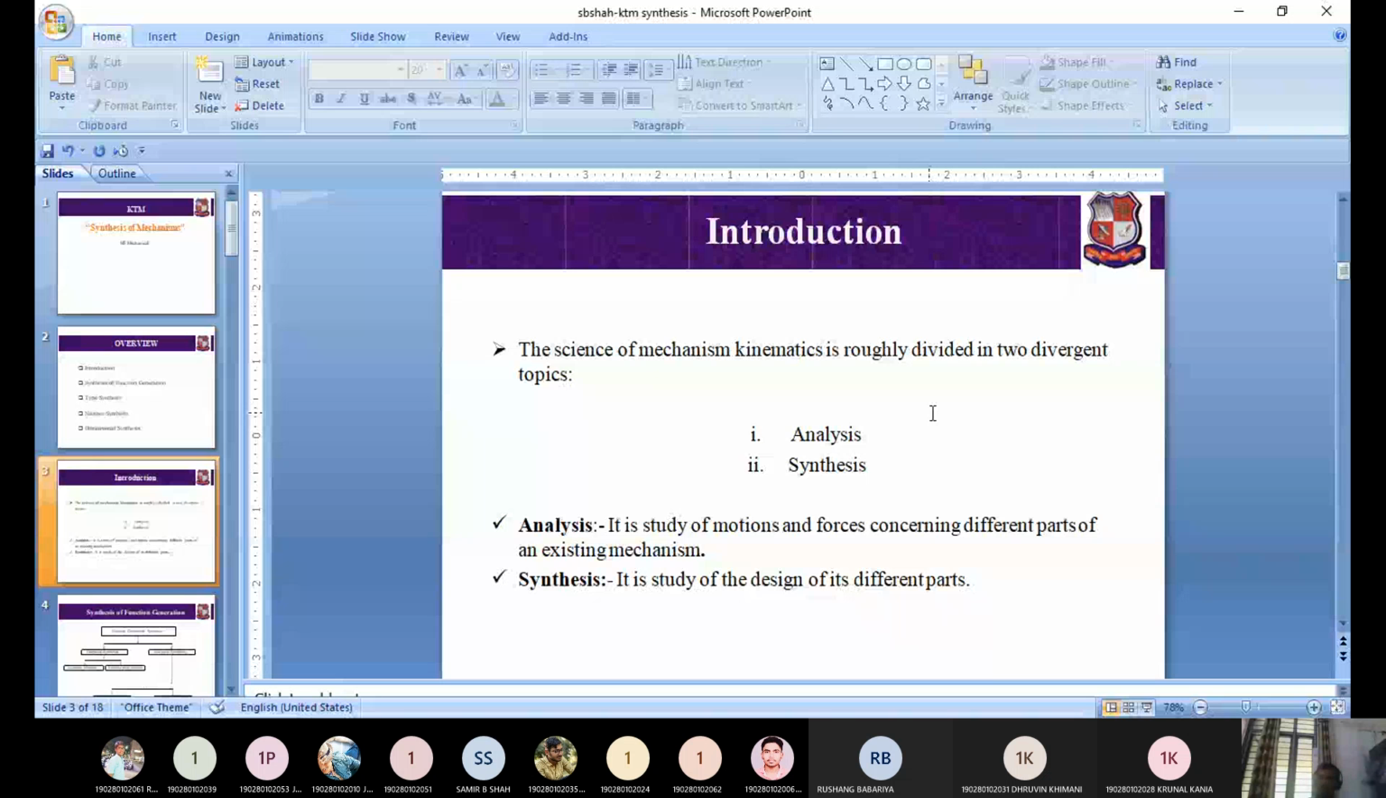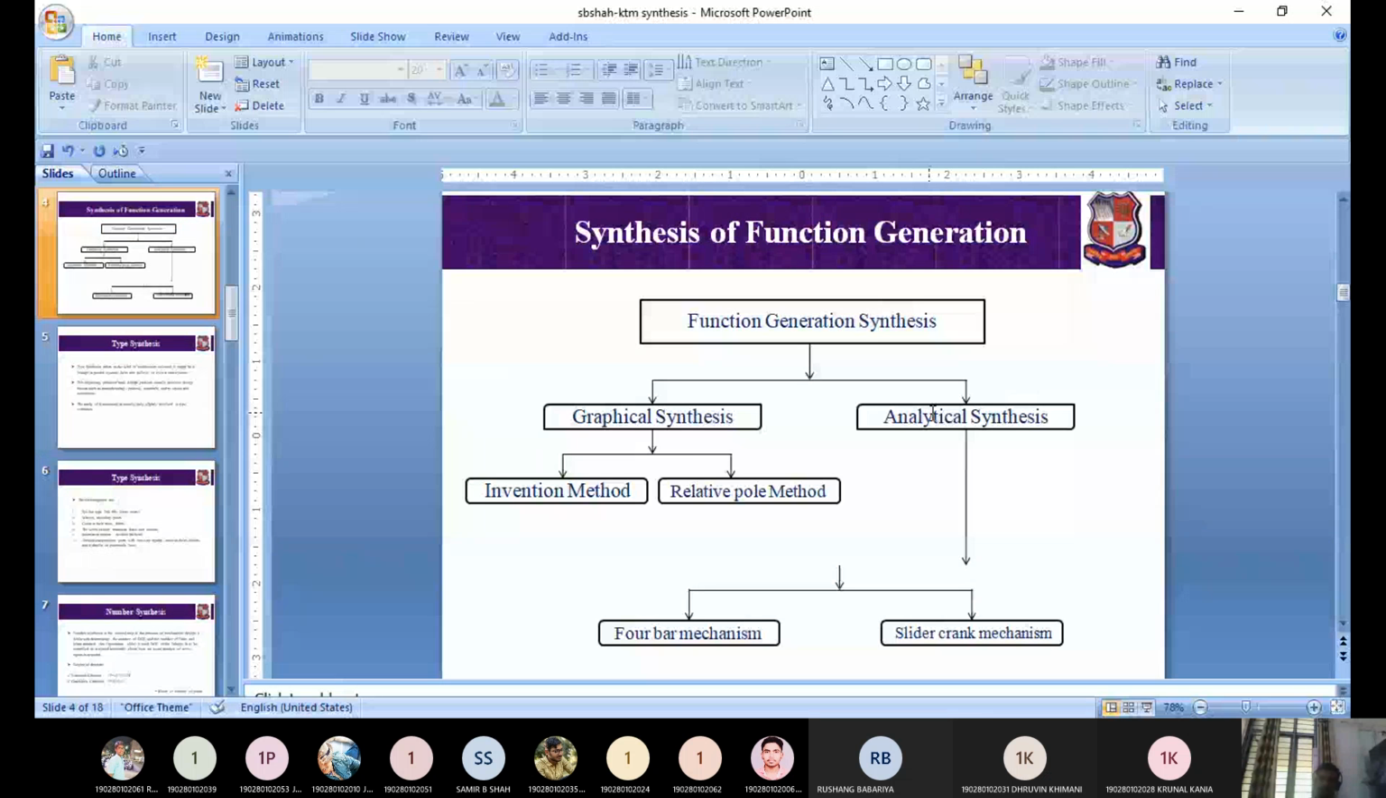Synthesis of function generation. Function generation synthesis may divide into parts, as I discussed in the table: graphical synthesis and analytical synthesis. If we talk about graphical synthesis, then once again it may divide into inversion method and relative pole method. And when we talk about analytical synthesis, then it divides into two parts once again, that is four-bar mechanism and slider crank mechanism.